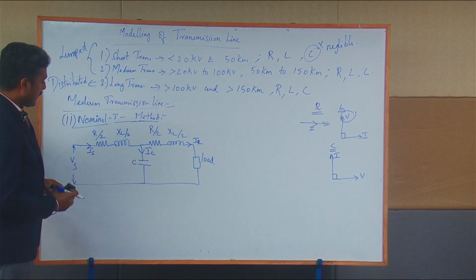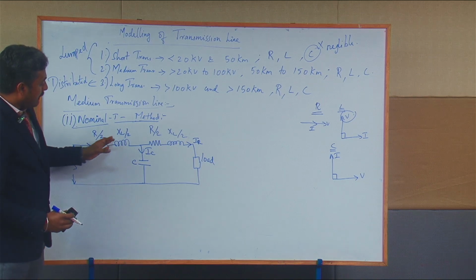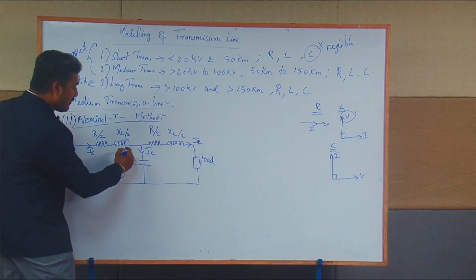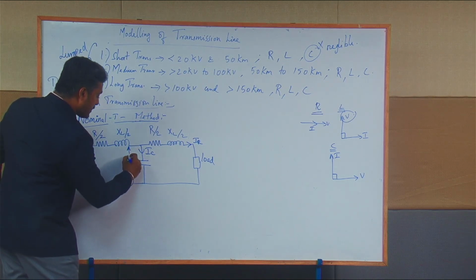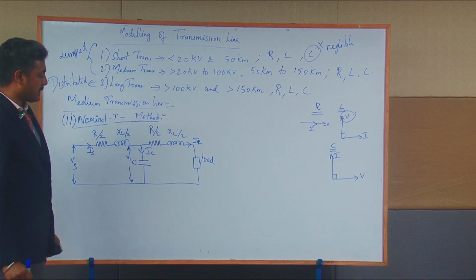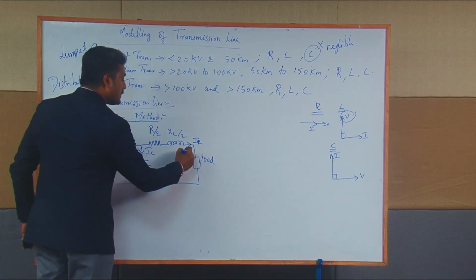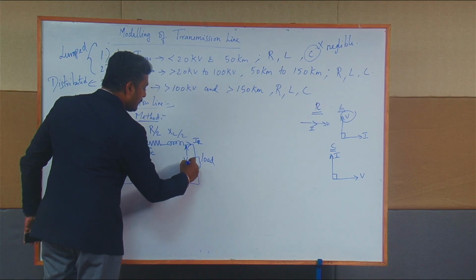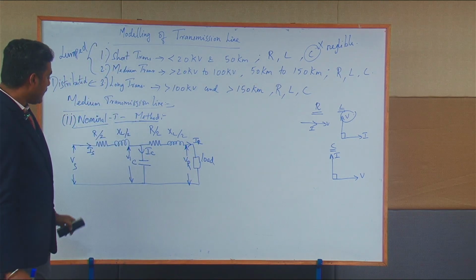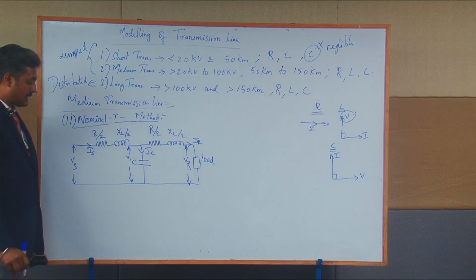Okay. Now, what is the value of voltage across this capacitance means you have taken the value of voltage, you are going to assume the value of voltage as V1 is the voltage across this capacitance. Okay. And the voltage across the load is taken as VR, that is the receiving end voltage. Okay. Now we are going to write the phasor diagram.